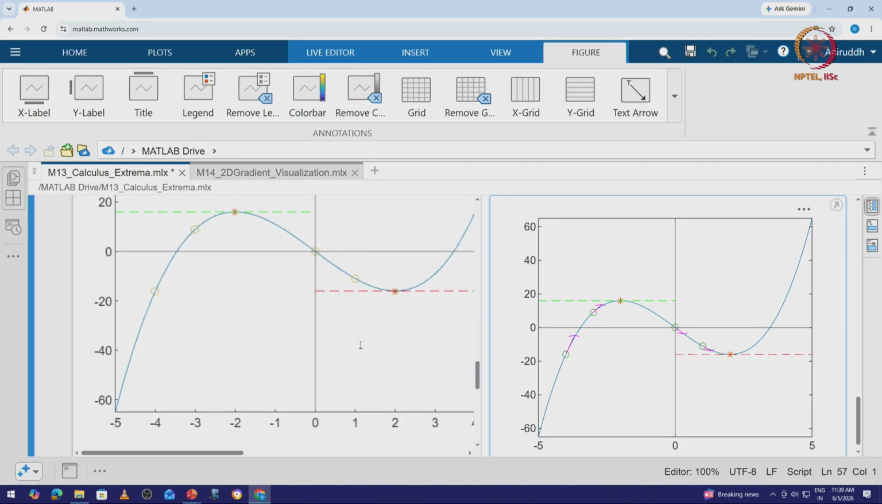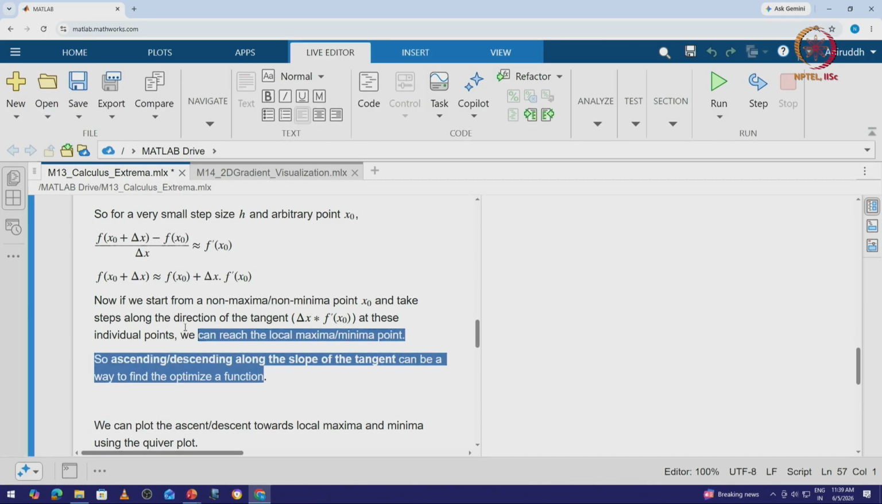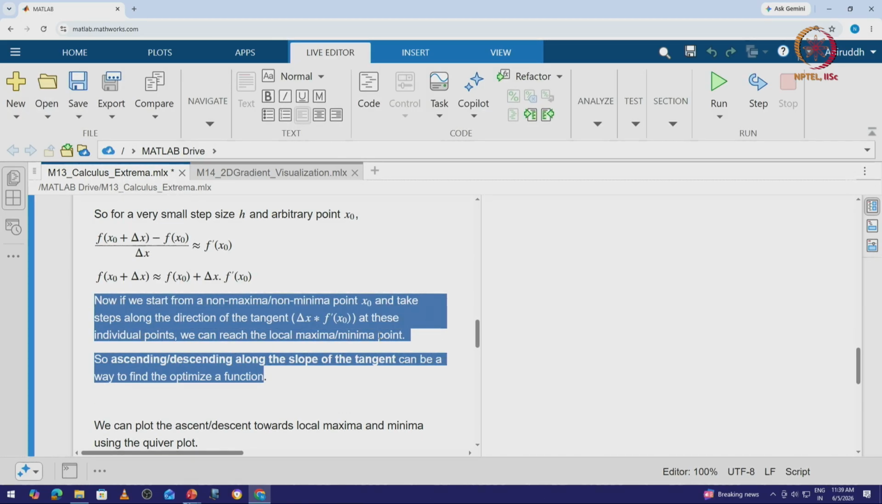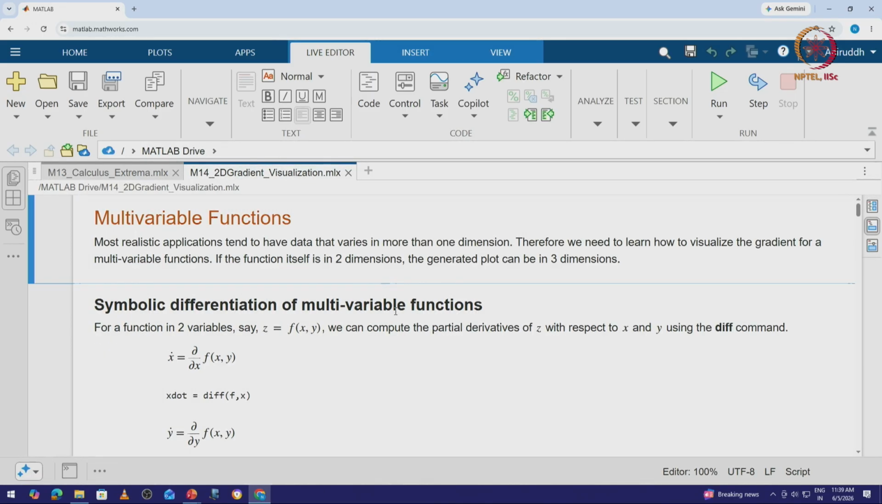Now although this does seem to be trivial, this particular point is very important for our learning algorithm, which is we define a point x0 and take steps along the direction of the tangent, which is given as delta x cross f dash x0, and hence this would help us to reach a minima or maxima point, local minima maxima point. Okay.